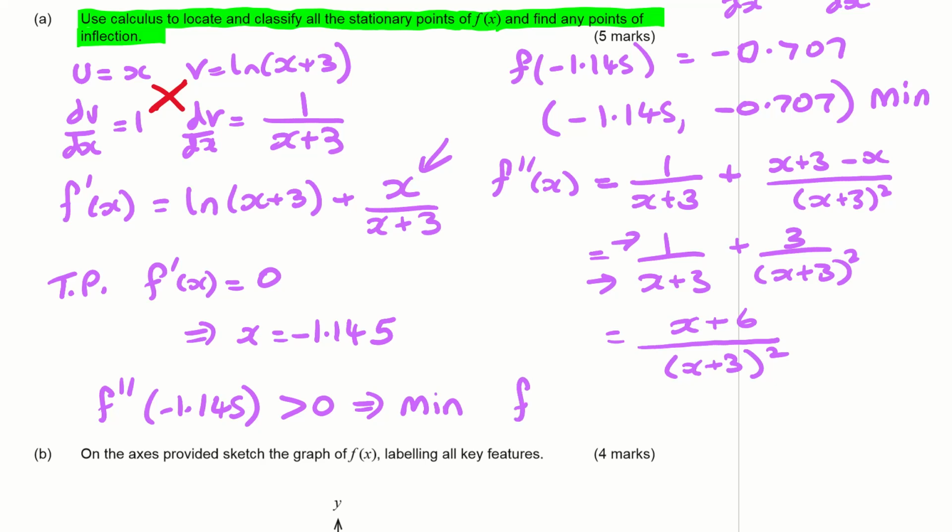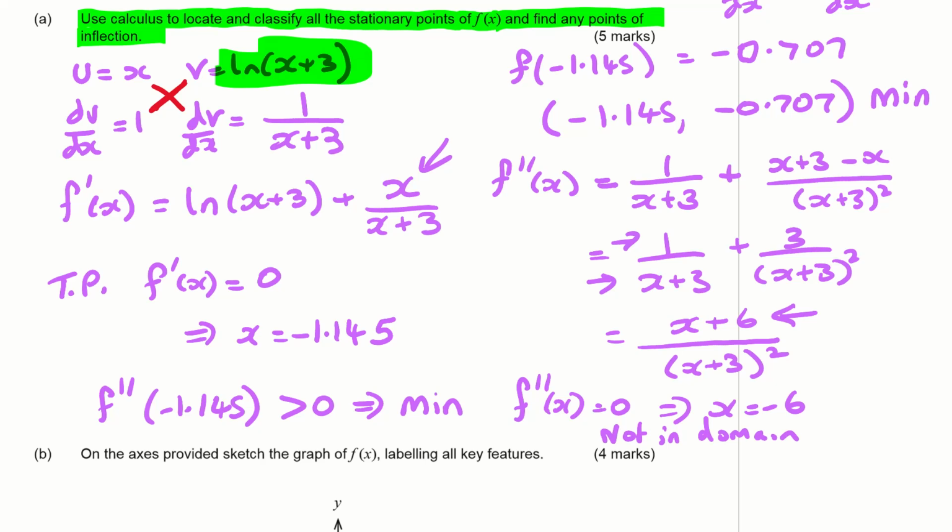And for points of inflection, if we do f double dash x is equal to 0, we can see quite clearly that that happens when x is negative 6. That will make the top 0, which is not in the domain. If we look at this up here, we can tell that we have to have x greater than negative 3. So not in domain, so no points of inflection. Okay.